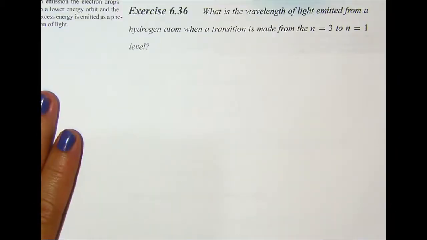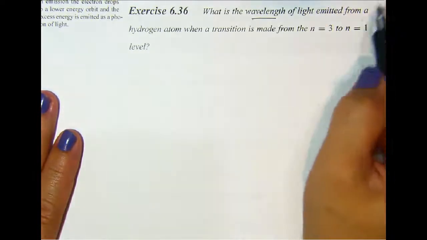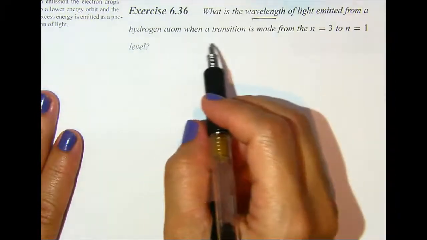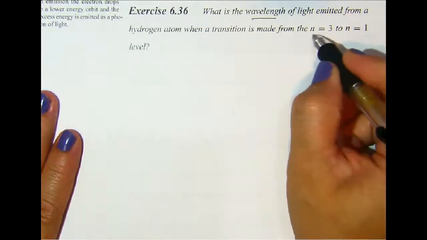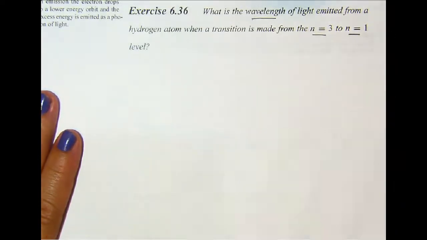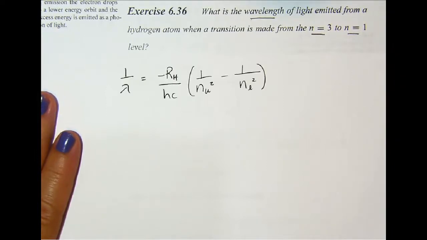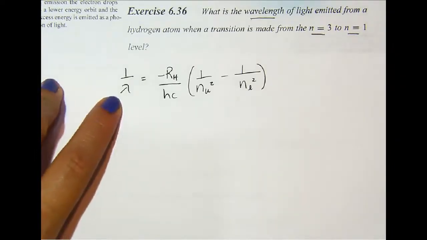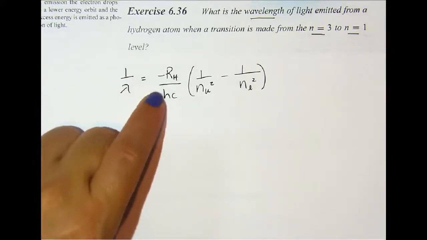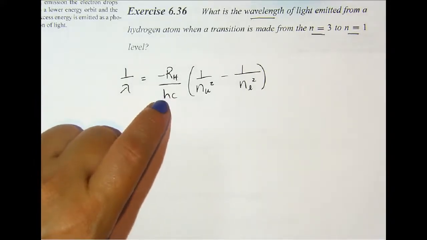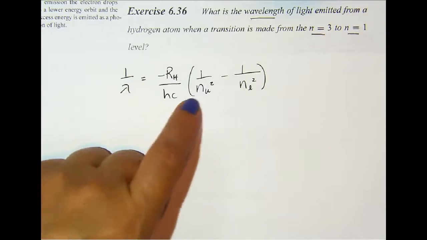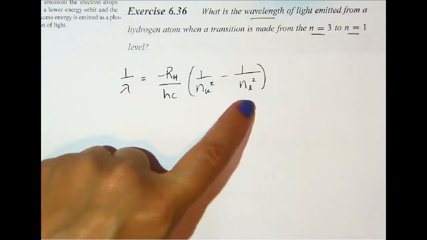Exercise 6.36. What is the wavelength of light emitted, so find the wavelength, emitted from a hydrogen atom when a transition is made from n equals 3 to n equals 1 level? And so we're going to want to use one of those equations above. This Rydberg equation allows you to solve for the wavelength. So let's plug in our values for the Rydberg constant, Planck's constant, the speed of light, and then our upper level, which is 3, and our lower level, which is 1.